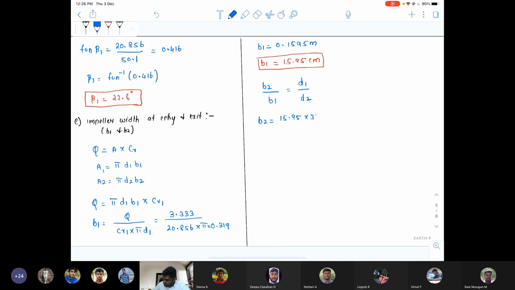B2 is equal to 15.95 into 31.9 divided by 66.4, and the value of B2 obtained is 7.66 centimeter, since all the units we have used are in terms of centimeter. This is how you can find the impeller width at the entry and exit. Okay, do you have any doubt till this?